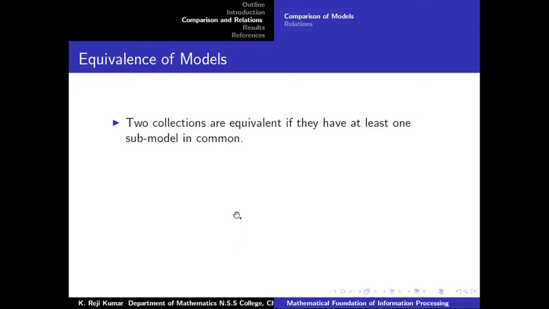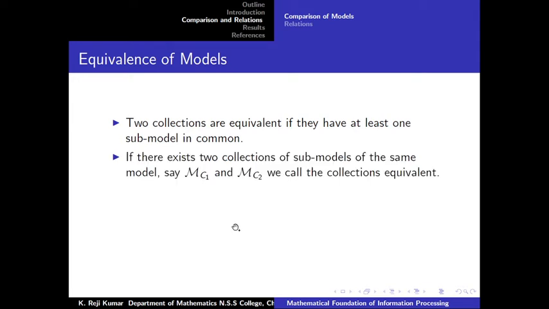Two collections are equivalent if they have at least one submodel in common. Here we define the equivalence of two collections of models. We compare two collections of models and say that they are equivalent if there exists at least one submodel which is common in both collections. If there exist two collections of submodels of the same model, say MC1 and MC2, we call the collections equivalent.